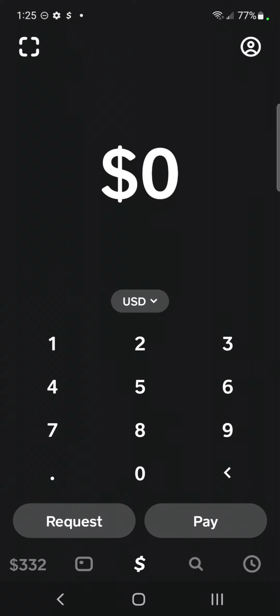And of course, these are my opinions. This is not advice for you to use either of these apps. Please do your due diligence and do some more research. Google is your friend. Remember that. All right, so let's get started with Cash App.